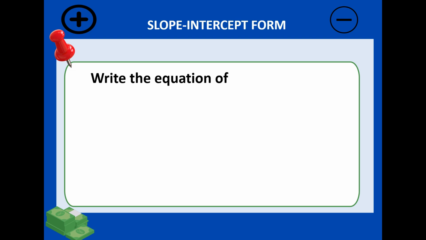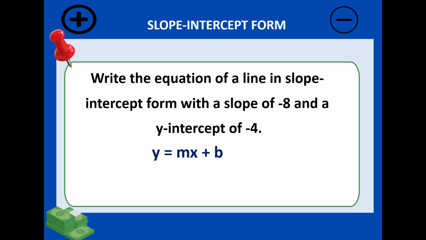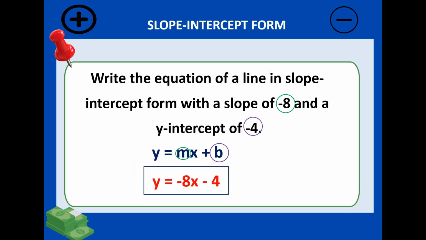Write the equation of a line in slope-intercept form with a slope of negative 8 and a y-intercept of negative 4. So again, what is the slope-intercept form equation? It is y = mx + b, where in this example, m is the slope, which is negative 8, and b, the y-intercept, is negative 4. Therefore, the equation of the line in slope-intercept form is y = -8x - 4.